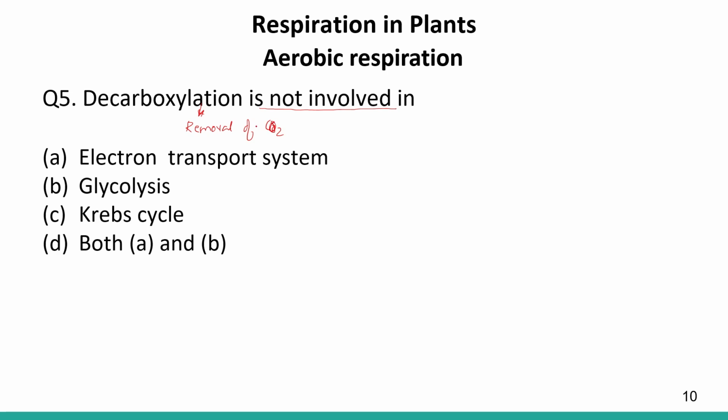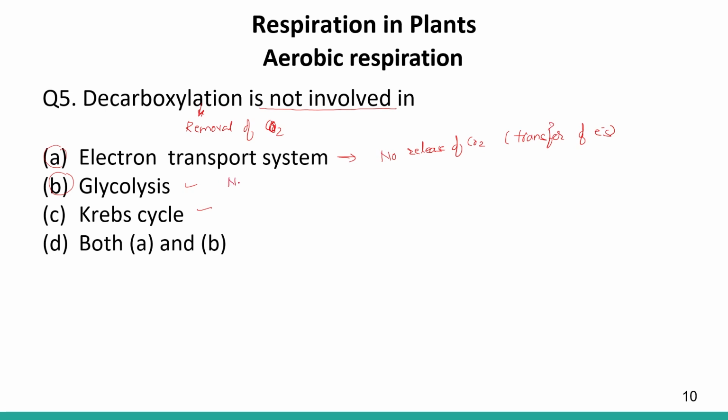Alright. So now the options are electron transport system, or you can say electron transport chain, glycolysis, Krebs cycle, and the fourth option is both A and B. Now during the electron transport system, we now know that there is no decarboxylation. There is no release of carbon dioxide. What happens during ETC? There is only transfer of electrons from one molecule to another molecule.